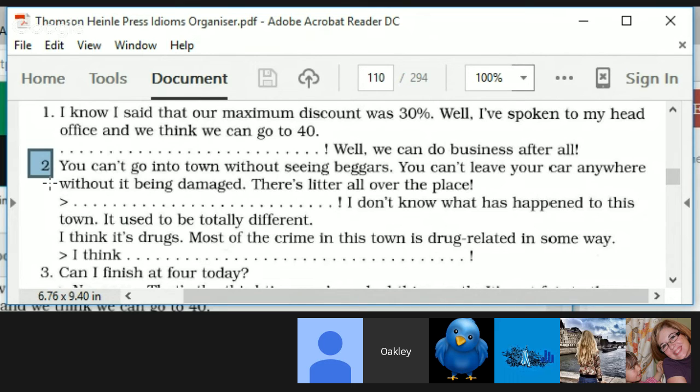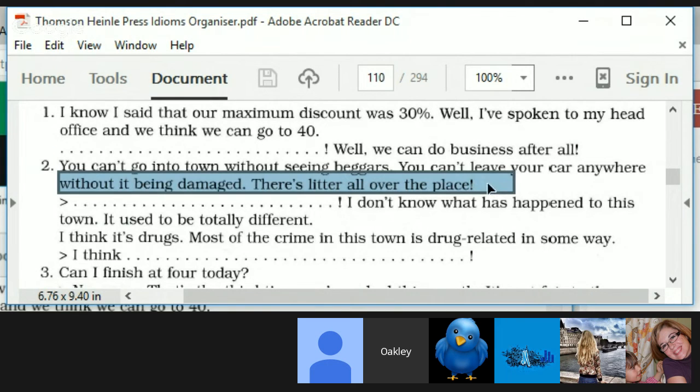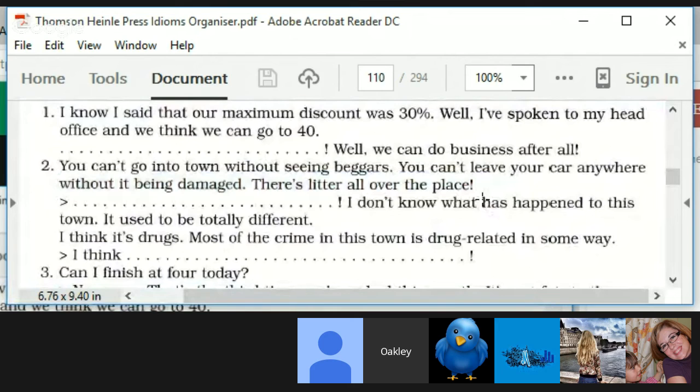All right, number two, Anna, back to you. "You can't go into town without seeing beggars. You can't leave your car anywhere without it being damaged. There is litter all over the place." Blank. "I don't know what has happened to this town. It used to be totally different." Well, can you scroll up, please?